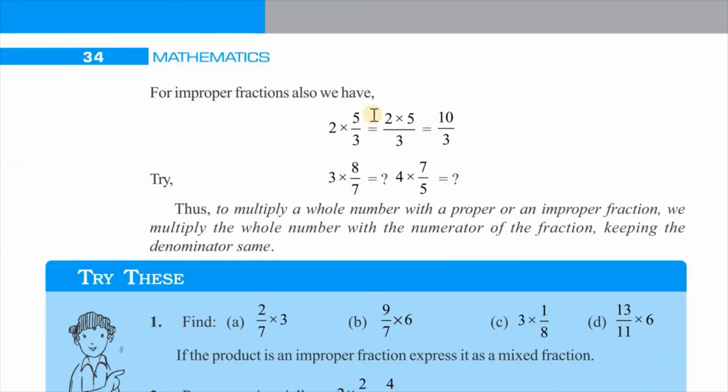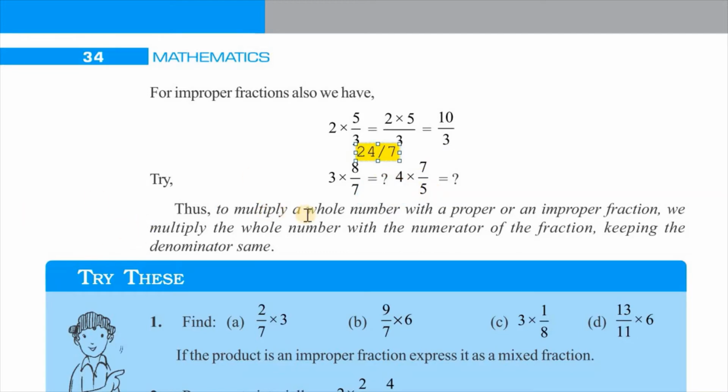Now for improper fractions, similar to proper fractions, the way you multiply the whole number with an improper fraction is the same, just multiply the numerator and copy the denominator. So 3 into 8 by 7 would just be equal to 24 by 7. You can try the next one. The next one is, let me move it down. Yeah, 4 into 7 by 5.